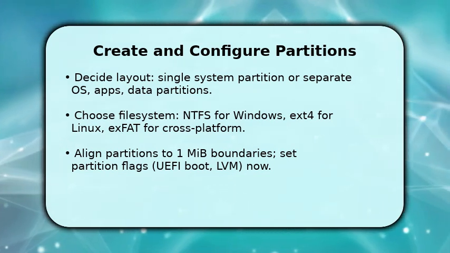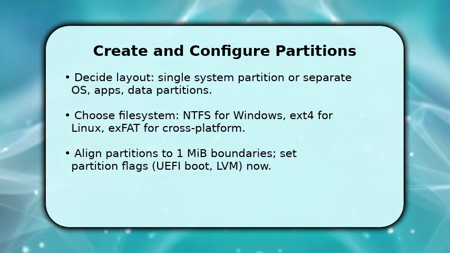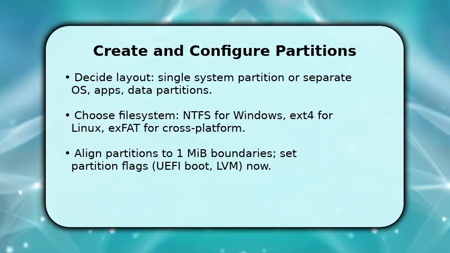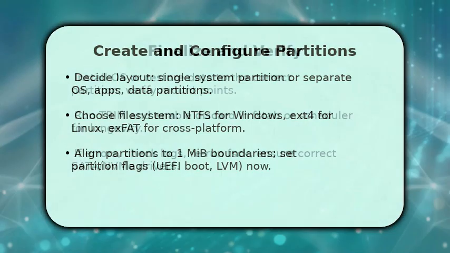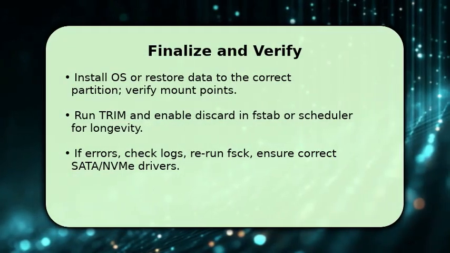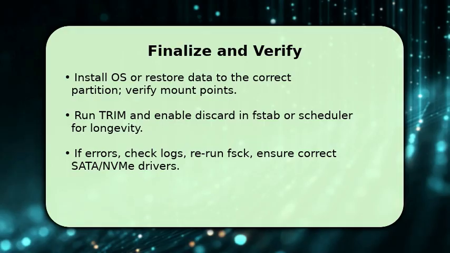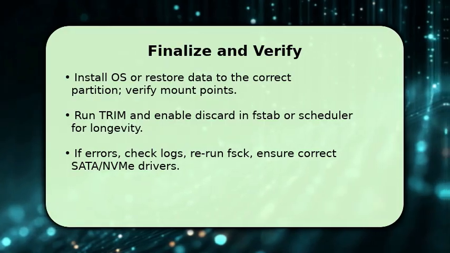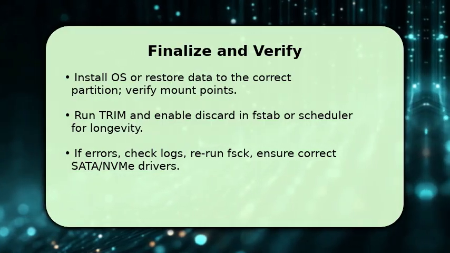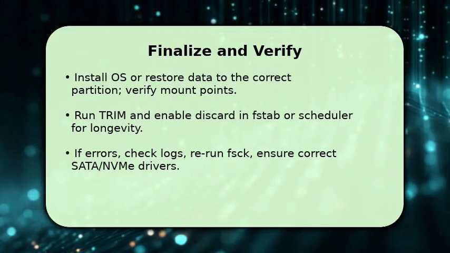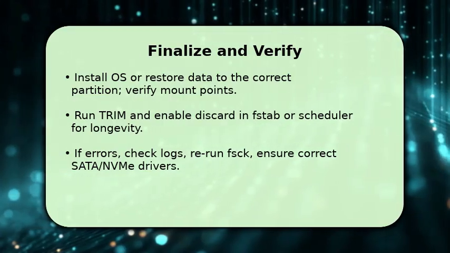You finish by installing the OS or restoring data to the new partitions and verifying mount points so the system uses the right volumes. After installation, run TRIM manually and enable discard in fstab or a scheduled job to maintain SSD performance. Once everything boots, double-check alignment, partition labels, and free space.